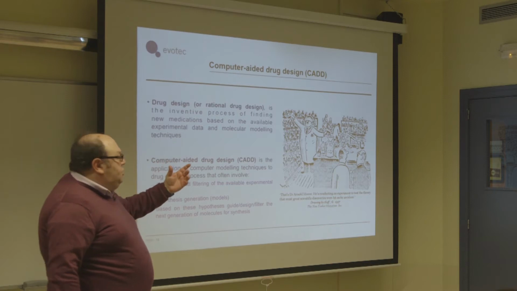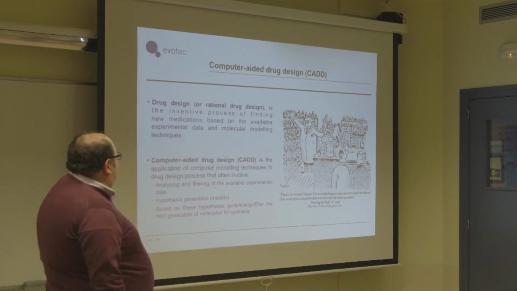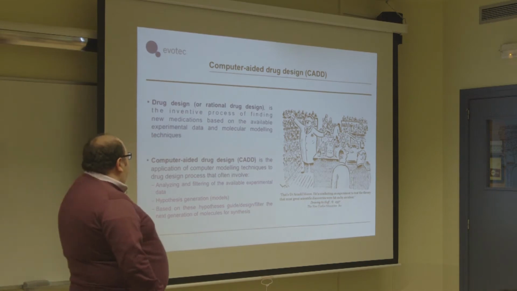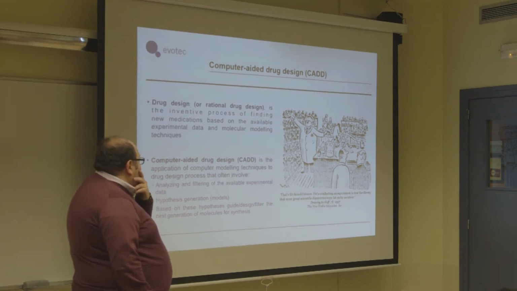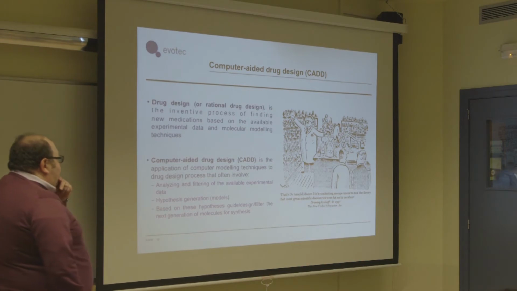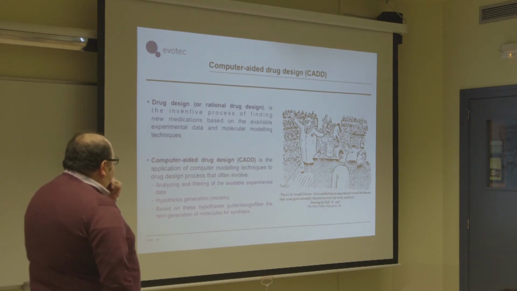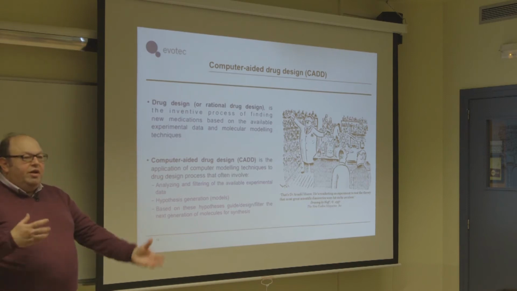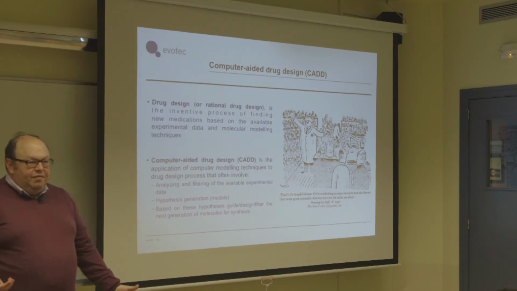Okay, introduction to computer-aided drug discovery, drug design. So, what is the definition of drug design or rational drug design? It is the inventive process of finding new medications based on available experimental data and molecular modeling techniques. So all the design is something that you do rationally. You do not try and error, you don't try everything.